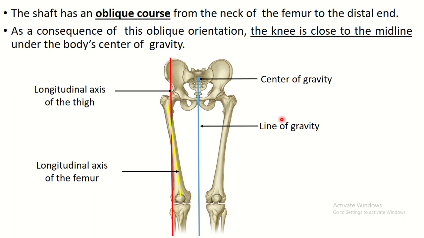وهاي تكلمنا عنها، وإذا تذكرون بالمحاضرات السابقة بالoriginal anatomy قلنا إنه الأنجل between the long axis of the shaft of the femur and the long axis of the thigh is 7 degree، 7 درجة، وهذا يخلي لنا distal end of the femur near the midline، يعني near the line of gravity، this is very important to maintain balance during standing position.